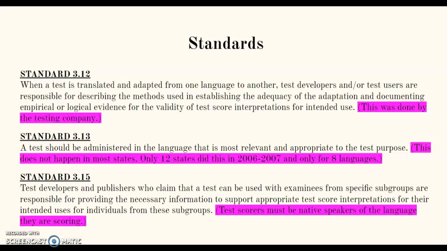And the standards I looked at were 3.12, 3.13, and 3.15. And so on 3.12 it says, when the test is translated and adapted from one language to another, do they describe the methods used in establishing the adequacy of the adaptation and documenting empirical and logical evidence? So in this article, they didn't show us those numbers. They just said it was done by the testing companies. That's a little iffy to me.